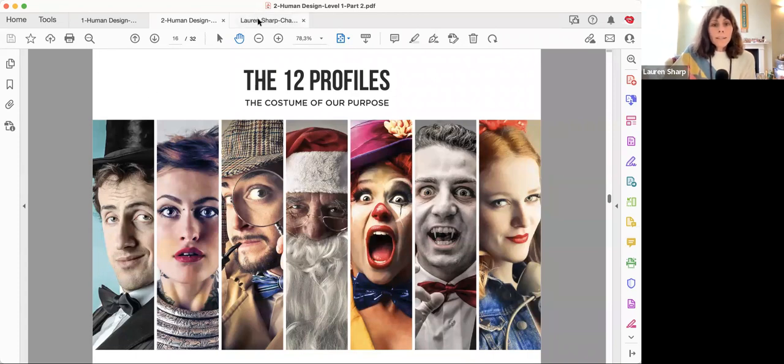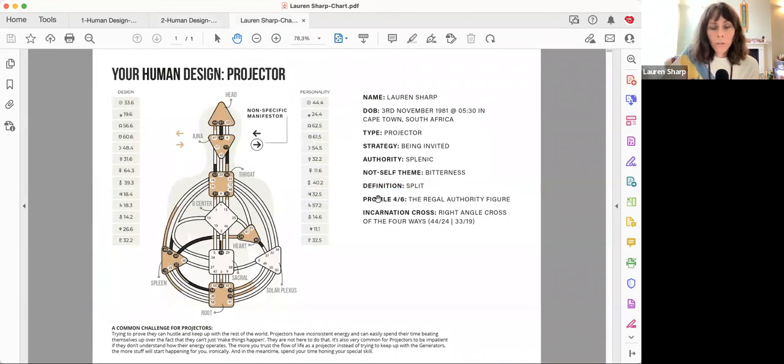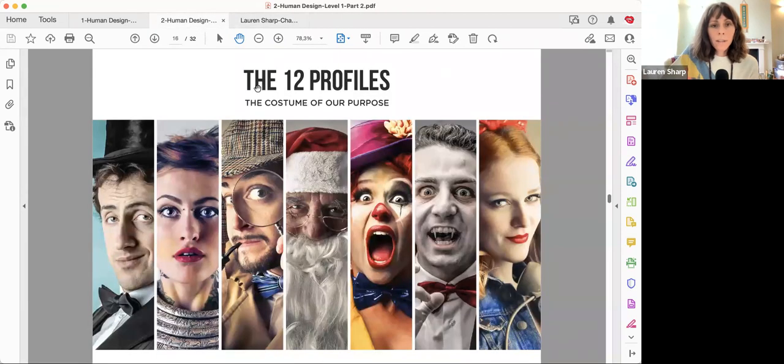So the 12 profiles. You'll notice that in your overview of your chart, you will have a reference to a profile. And here, my profile being a 4-6, as illustrated here, you get 12 different profiles. And why I've chosen this picture, the only image I've really used in Human Design, is that I really want to get through to you that it is a costume. It's an outfit that you wear. It's that overlay of the dress energetically speaking.